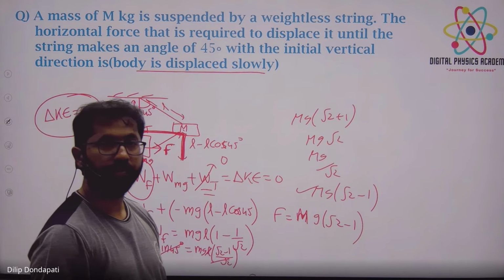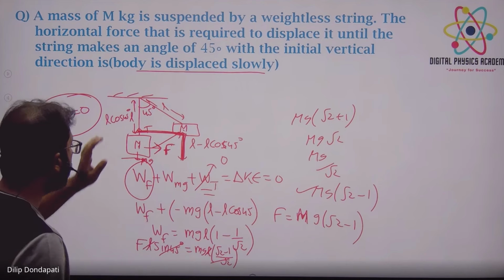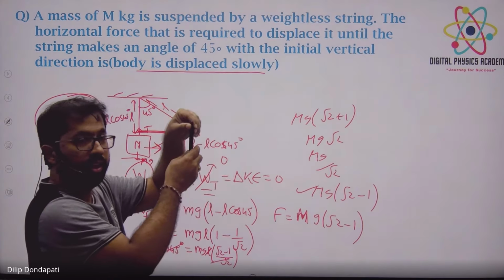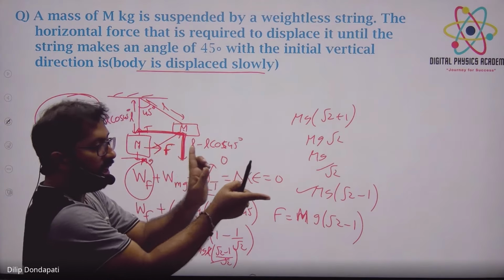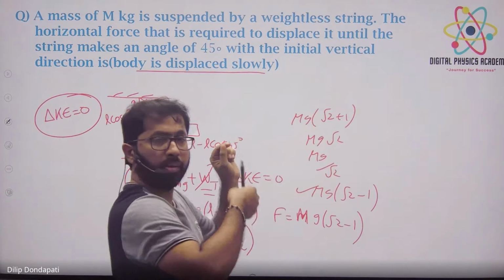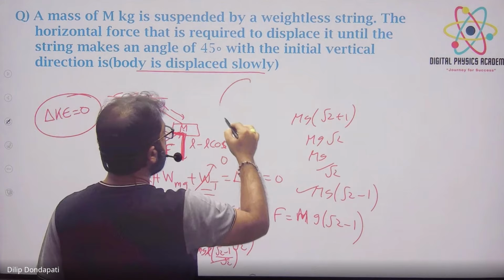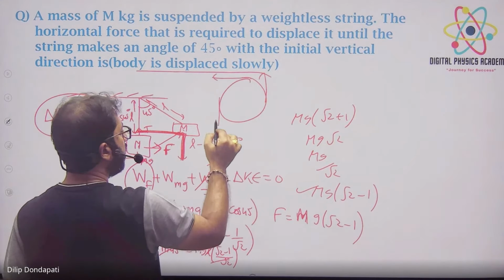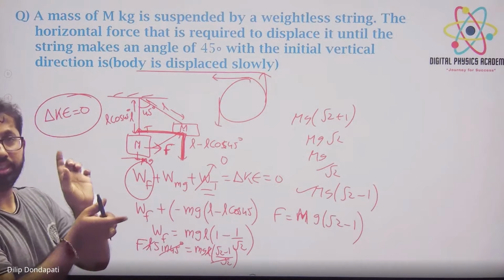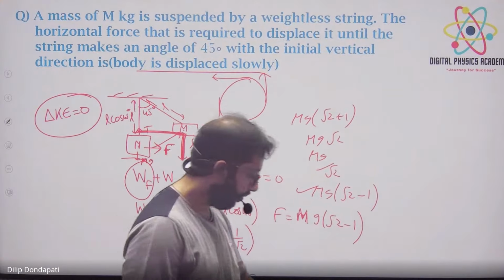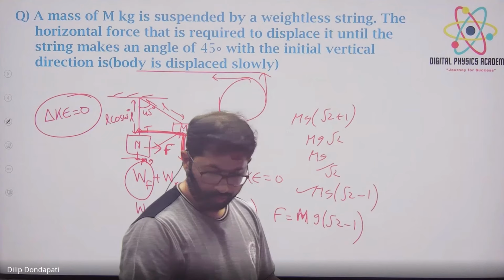Is it understood at the back? Sir, why is the work done by tension 0? See, always for tension, when the particle is going from here to here, the displacement is like this and the tension is like this. The angle is every time 90. In a circular path, always take the displacement of the particle as the tangent. So the angle between tension and displacement is always 90, work done is 0. Yeah, sir.